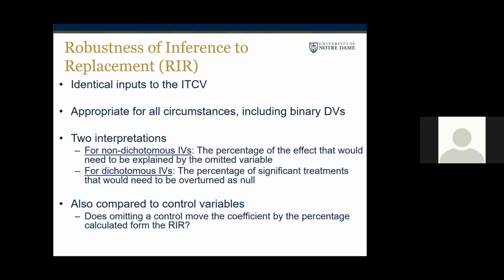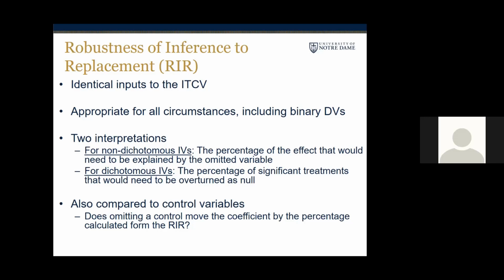There's also, I should say, the ITCV is not appropriate for binary dependent variables and for interactions. And so there's another technique called the robustness of inference to replacement, which I'm just going to gloss over, the RIR, which is computed in the exact same way. But instead of giving you a correlation, it deals with what percentage of your effect size would have to be biased in order for an omitted variable to have driven it.